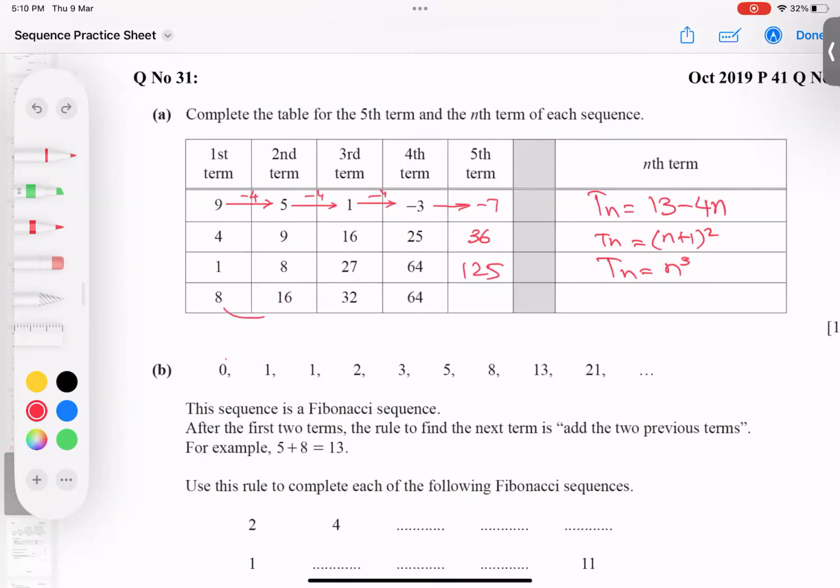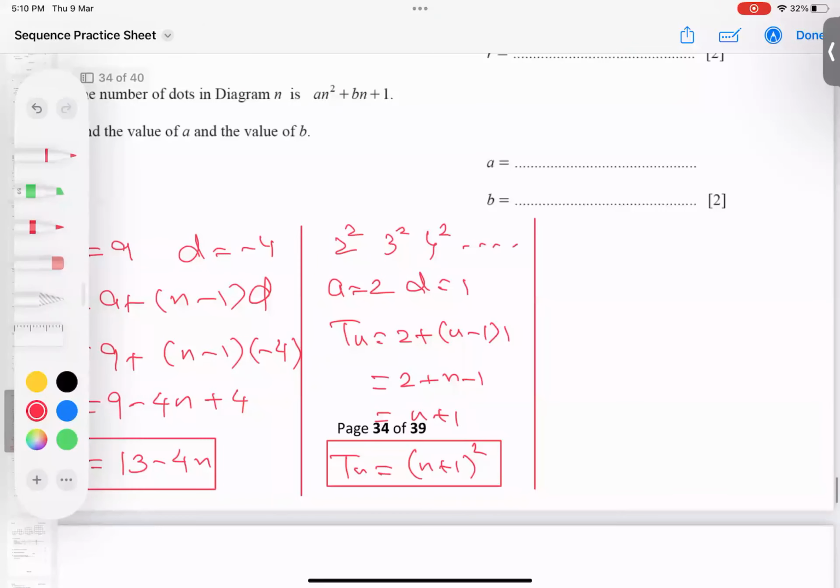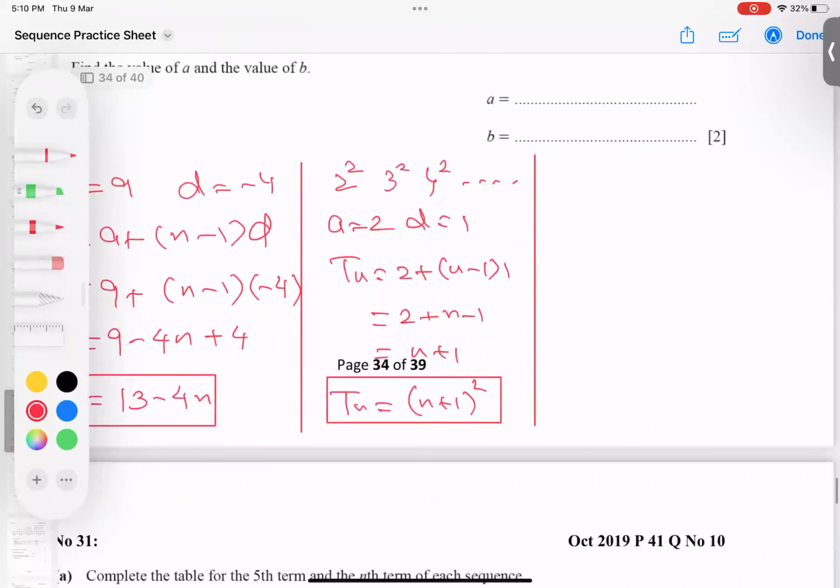Now this is times 2, I get 16. Times 2, I get 32. Times 2. This I think should work out. Sorry, 8, 16, 32. So the a value is 8. The r value is 16 up, 8 down, I got 2. So Tn equals directly 8 times 2, that is r, to the power n minus 1.